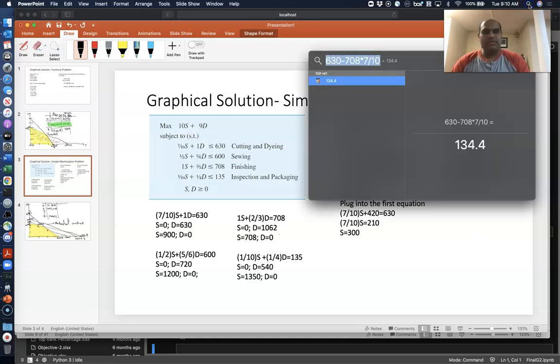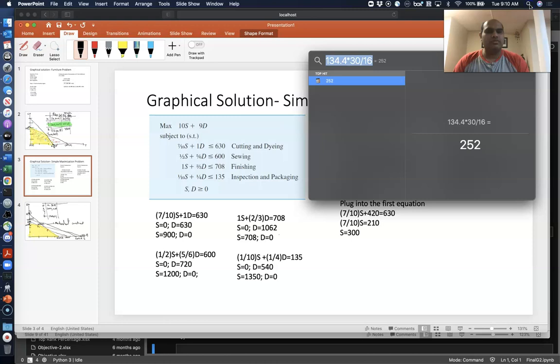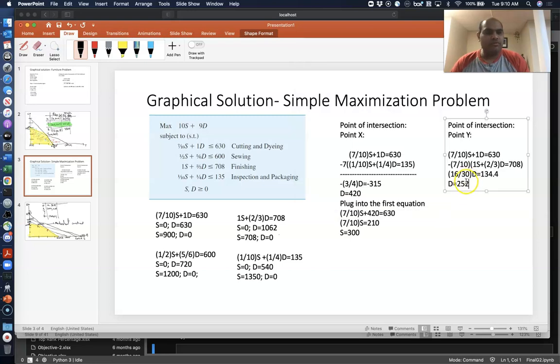Yeah, so that makes sense. So 134.4 times 30 divided by 16 is 252. So d is equal to 252. I know that the final solutions here will all turn out to be integers because of the way the numbers are. So this kind of makes sense. That's why I was mystified for a second. So d is 252.